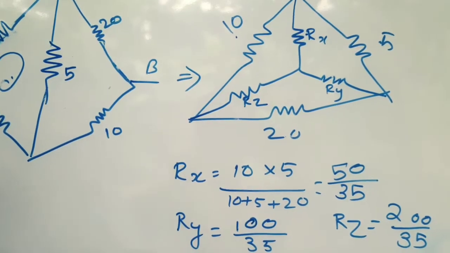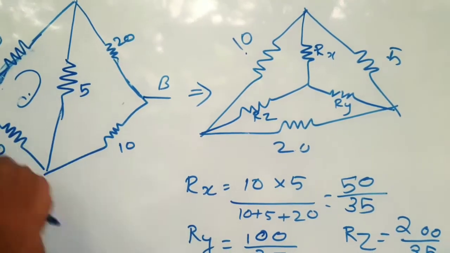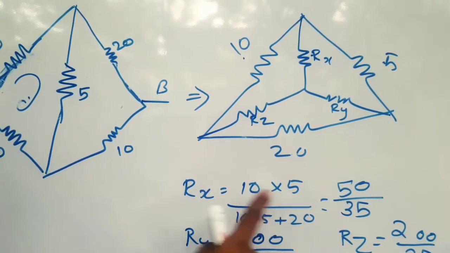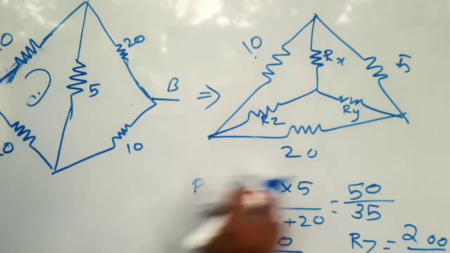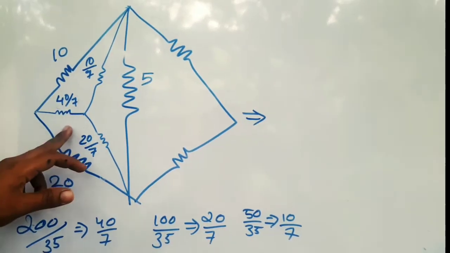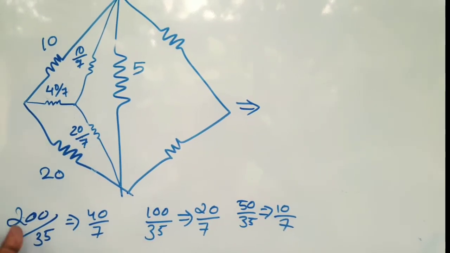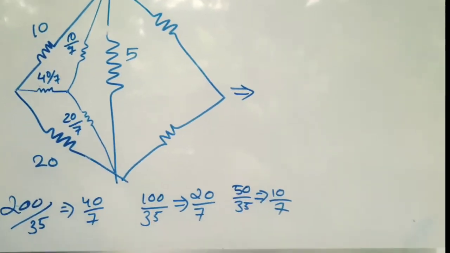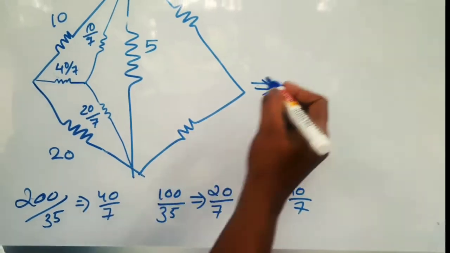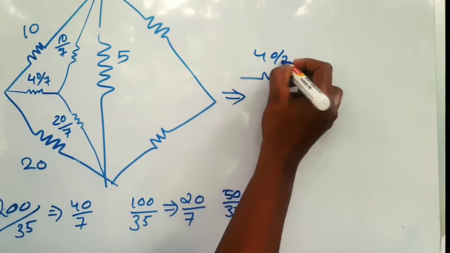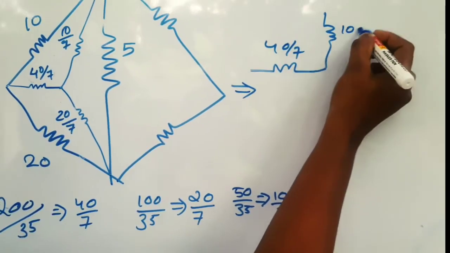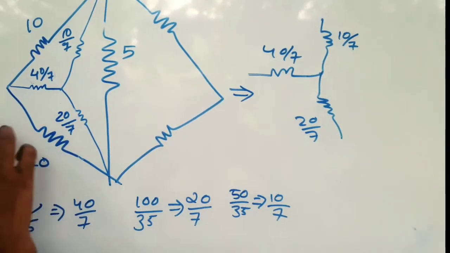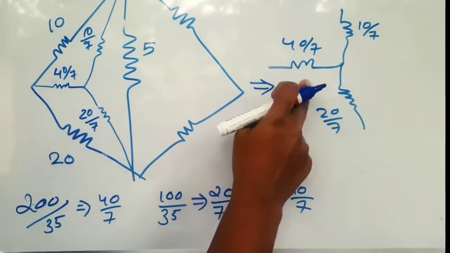So, let me redraw this delta network as the equivalent star network by using these resistors Rx, Ry and Rz. The delta network to star network, we got the resistance values as 200 by 35, that is 40 by 7, 100 by 35, that is 20 by 7, 50 by 35, that is 10 by 7. So, we can redraw this figure as 40 by 7, 10 by 7, 20 by 7. This is a star connection. Okay, we are converting this first delta network to equivalent star network.